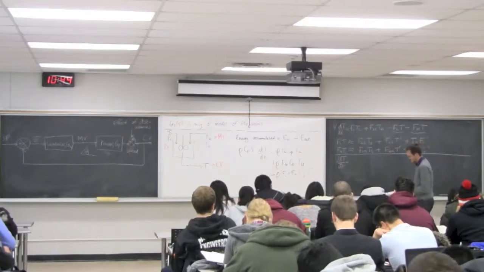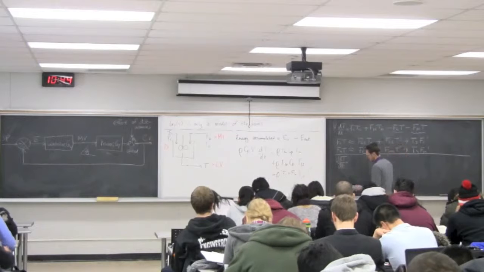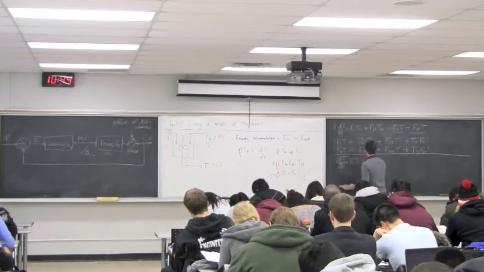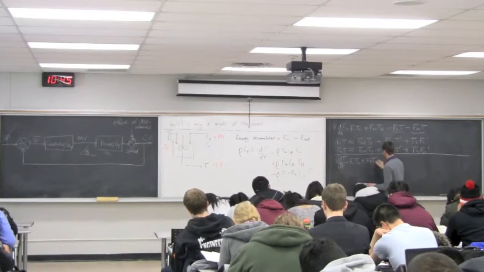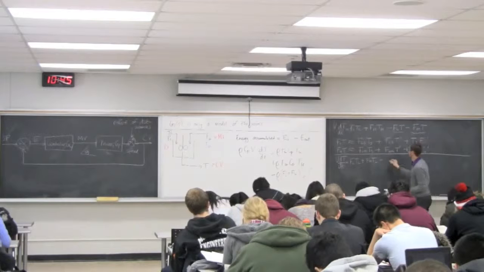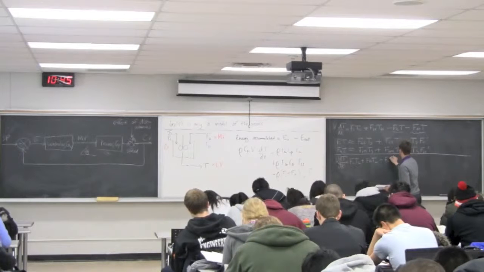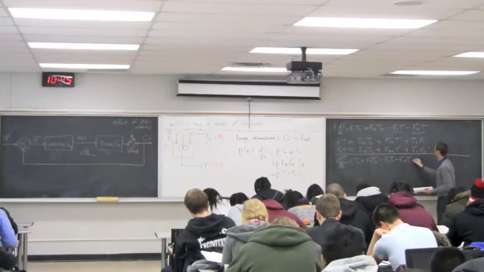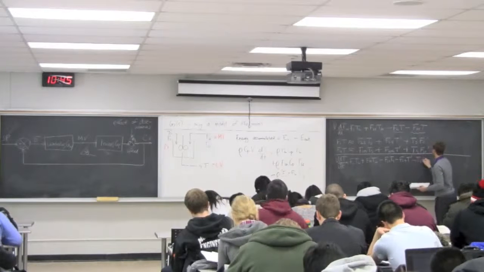V dT/dt is FC times TC plus FH times TH. Okay, and then let's sub in that linearized version. Minus FCS TS, minus FCS T dash, minus TS FC dash.